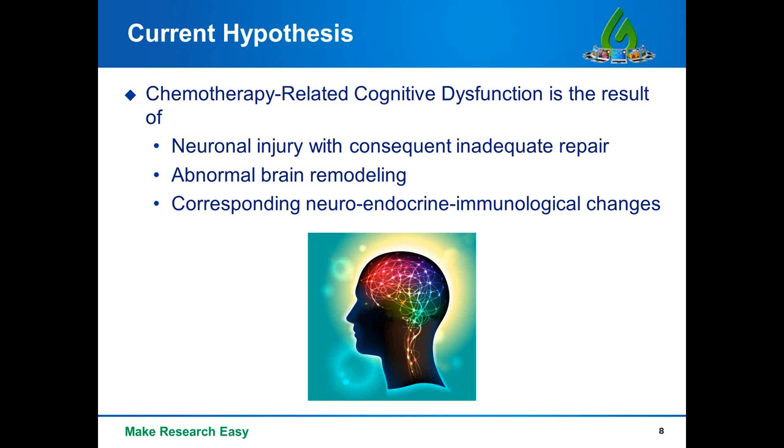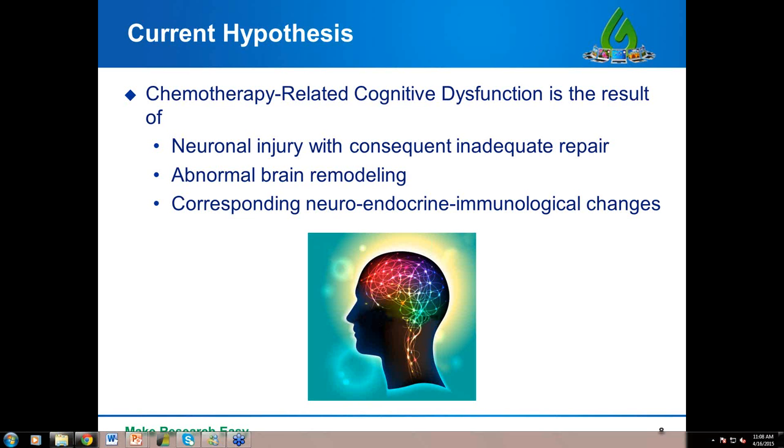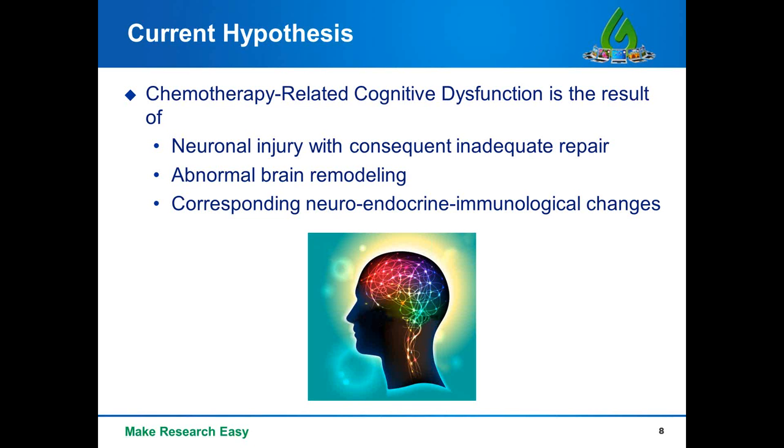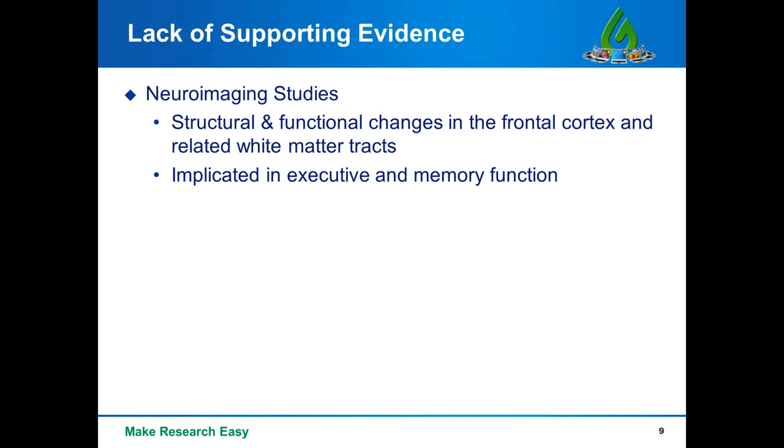The current hypothesis of chemobrain is that it's a result of neuronal injury with consequent inadequate repair, abnormal brain remodeling, and also corresponding neuroendocrine immunological changes. However, there really is a lack of evidence in support of the current hypothesis.